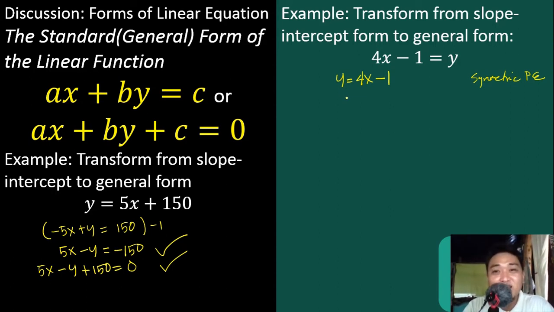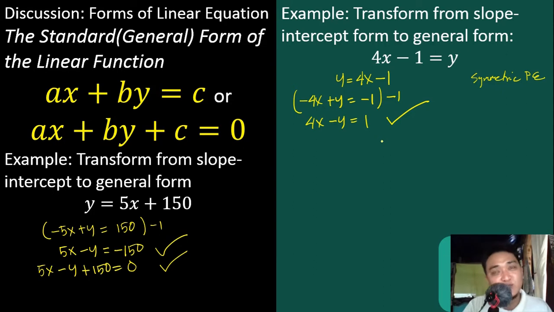So, ang gagawin natin siyang general form. So, ang mangyayari niyan, let us transpose 4x to the other side of the equation. That will become negative 4x plus y is equivalent to negative 1. Ngayon, kikinisin na lang natin para mas magandang tingnan na hindi negative yung numerical coefficient ni x. Gagawin natin siyang positive. So, all we have to do is to multiply everything by negative 1. That will become 4x minus y is equivalent to positive 1.